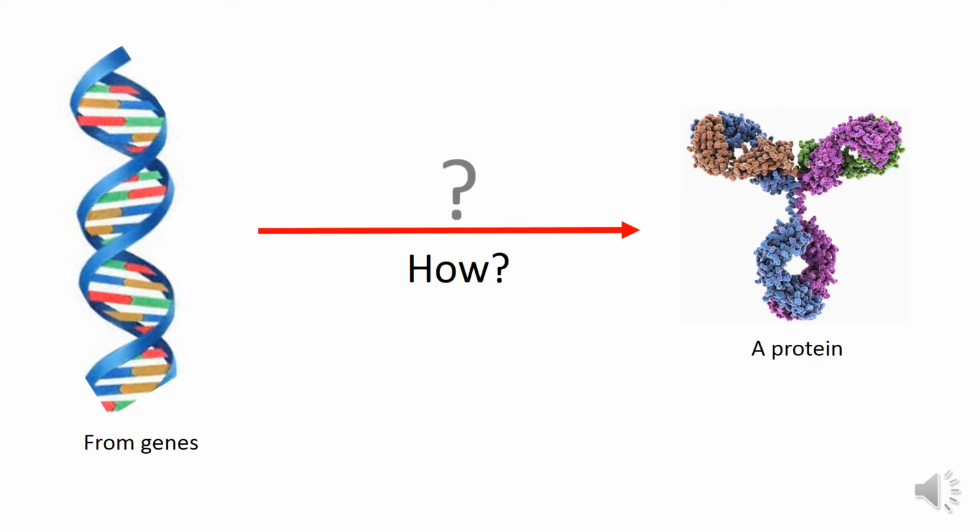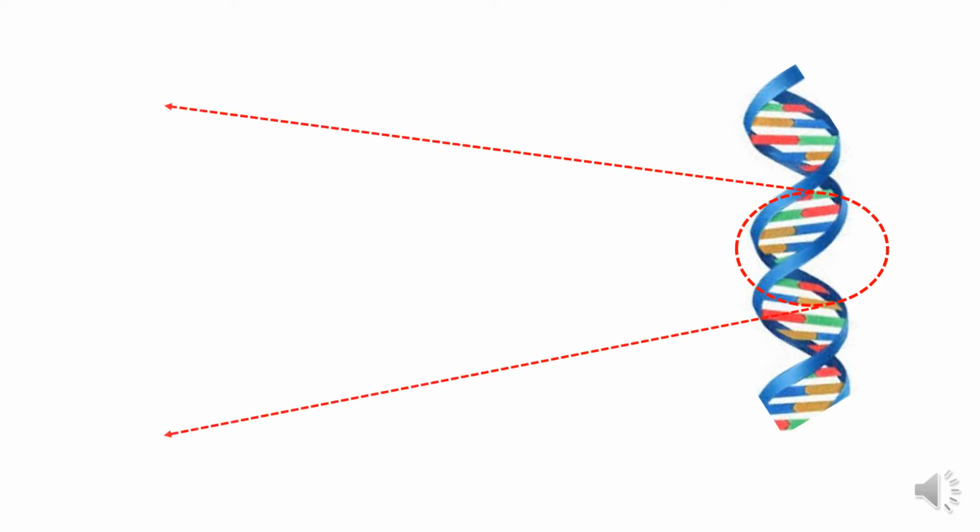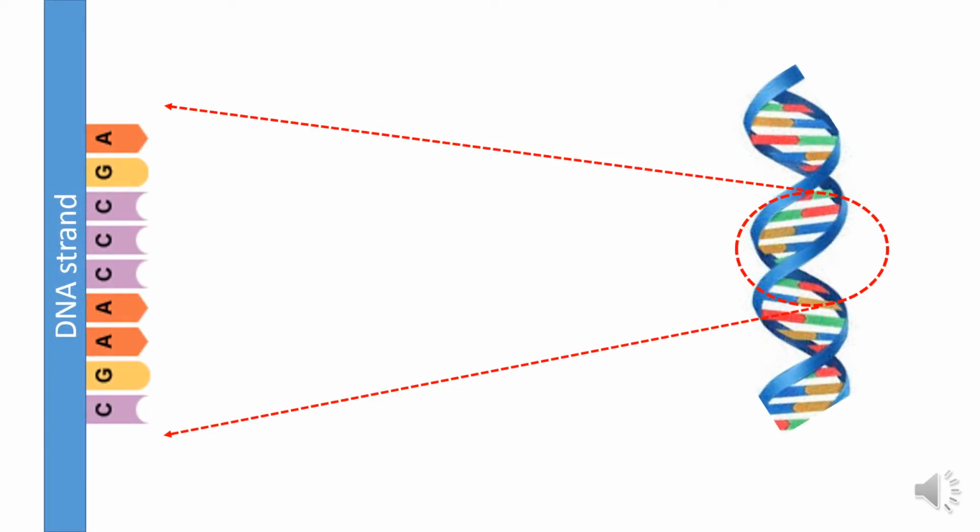So let's go back to the question again. How is this information in a gene used to actually place the correct amino acid in the correct position to make a protein in a cell? Let's take a sequence of DNA, a sequence of the nucleotide bases, in other words, a gene. For simplicity, I'm taking a small section of DNA in this example, running from bottom to top, CGA, ACC, CGA.